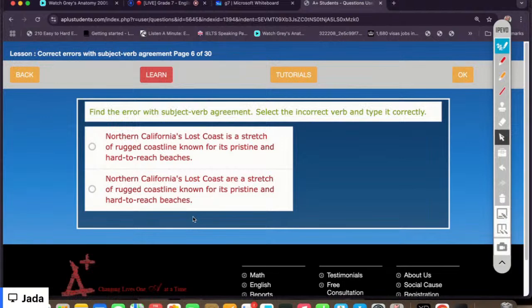All right, so we have Northern California's Lost Coast is a stretch of rugged coastline known for its pristine and hard-to-reach beaches. Hi, Devisher, how are you? So, what do you think is the right one over here? So, is a stretch or are a stretch? What do you think?